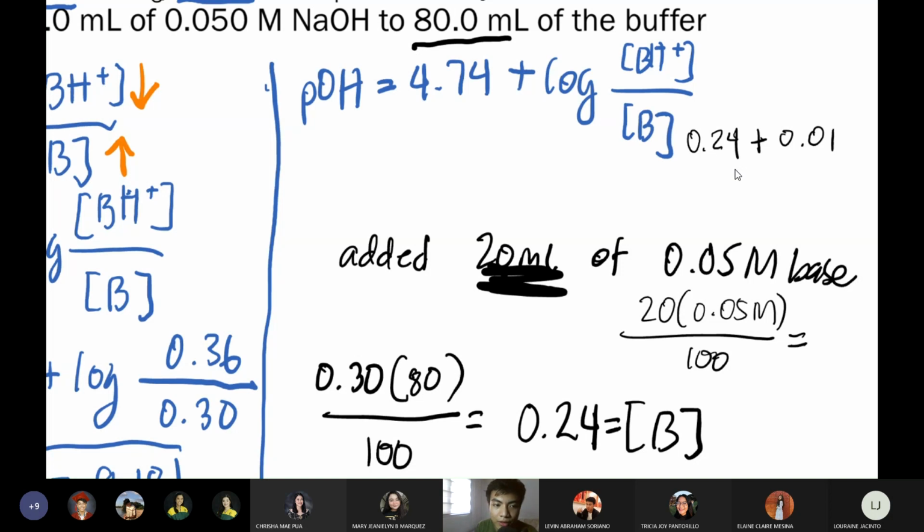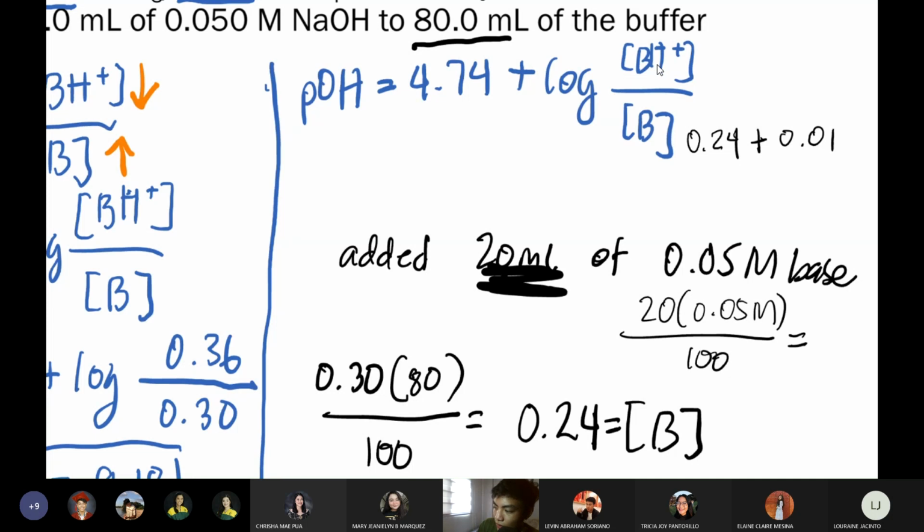Bumaba lang yung number because of dilution. Bumaba lang yung number. 'Di ba kanina 0.30 to? Ngayon 0.24 na lang kasi na-dilute siya when we add this amount of the base, no? So ito na rin yung concentration ng base na to sa solution. We use the dilution formula.